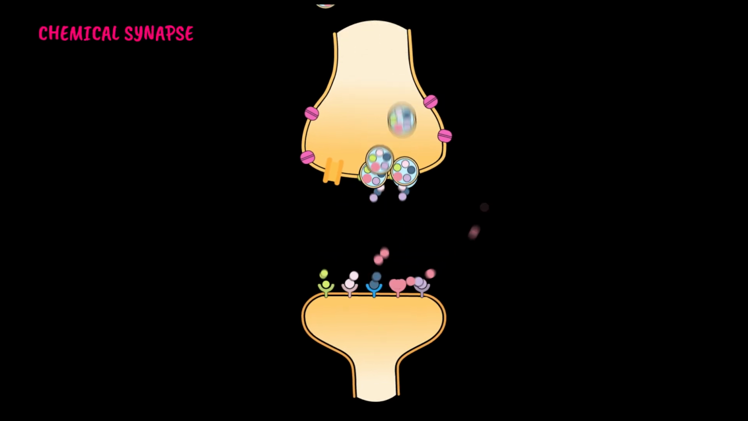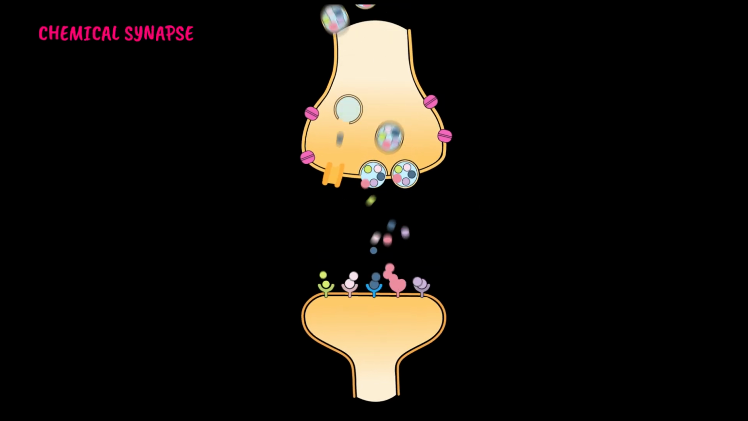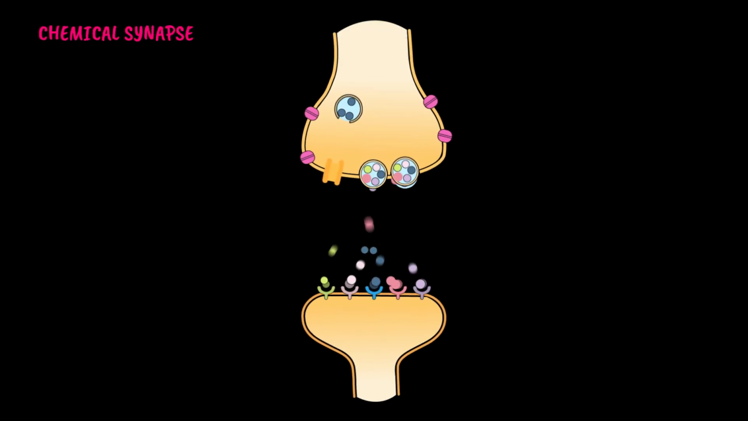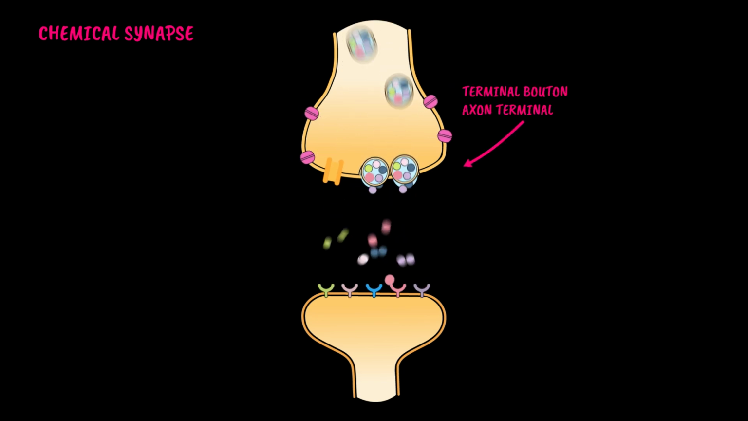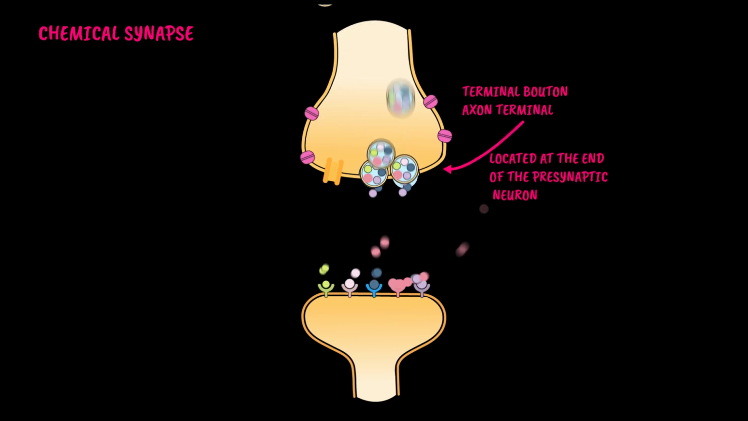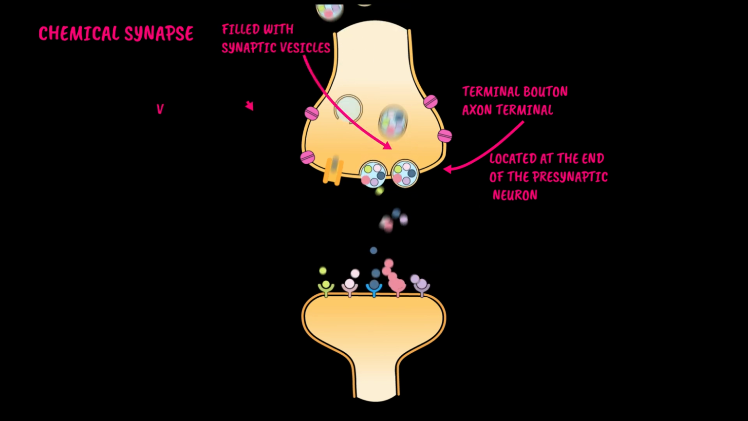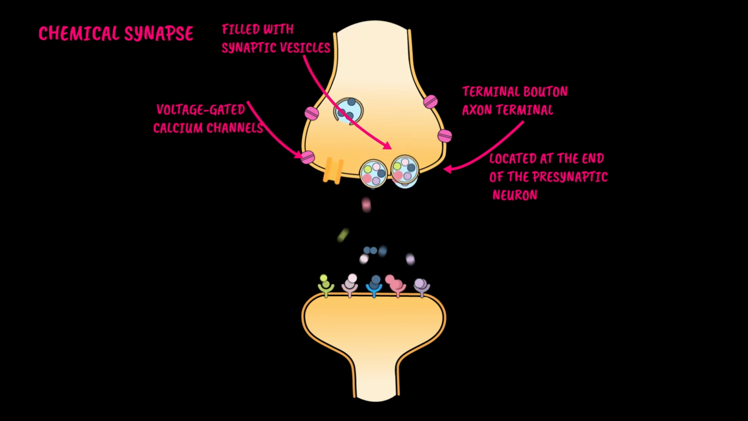Chemical synapse, the more common type. A chemical synapse is made up of several key parts. Terminal bouton or axon terminal, located at the end of the presynaptic neuron. It's filled with synaptic vesicles and voltage-gated calcium channels.